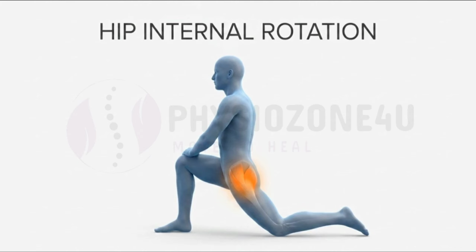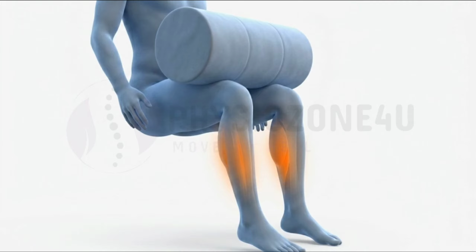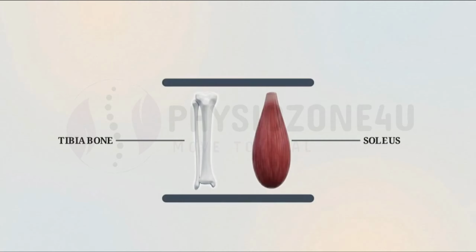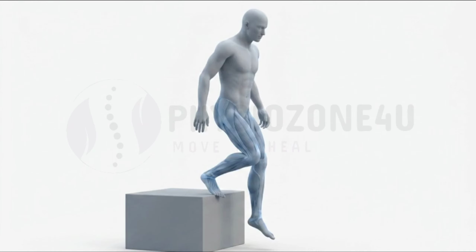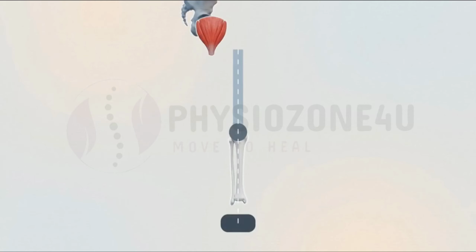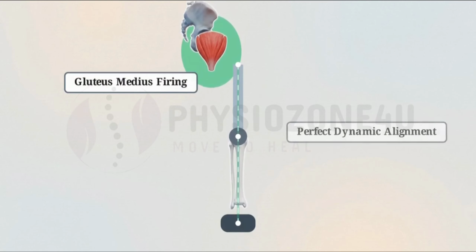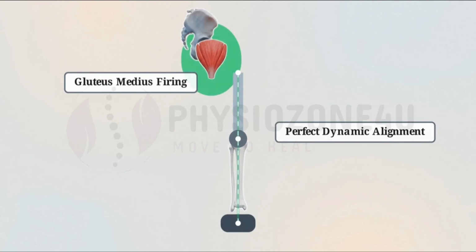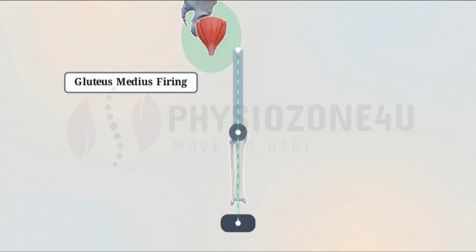90-90 hip stretches restore true internal rotation in the joint. Seated soleus raises are utilized to build dense calf strength, as a strong soleus can absorb up to 8 times the body's weight, unburdening the tibial bone. Phase 3 demands dynamic integration. Exercises like step-downs require the foot, knee, and hip to coordinate under load. This trains the gluteus medius to actively control dynamic alignment, ensuring the tibia tracks properly without the foot collapsing.